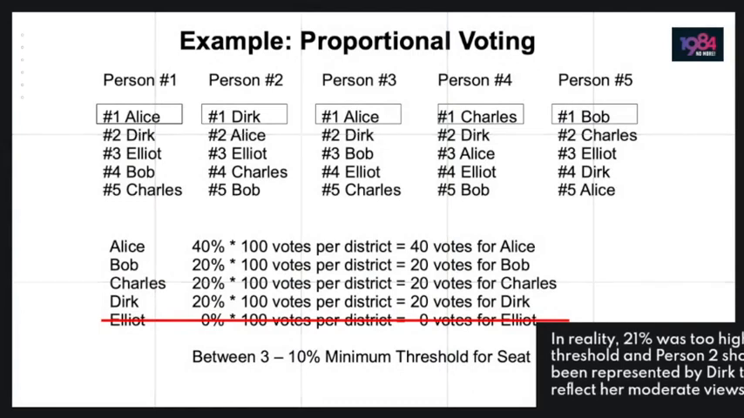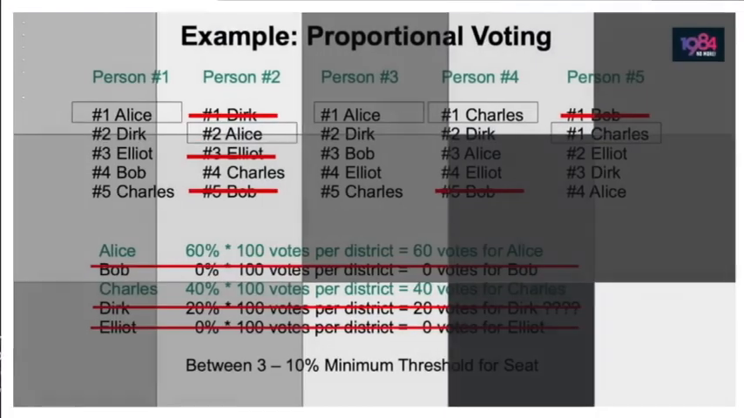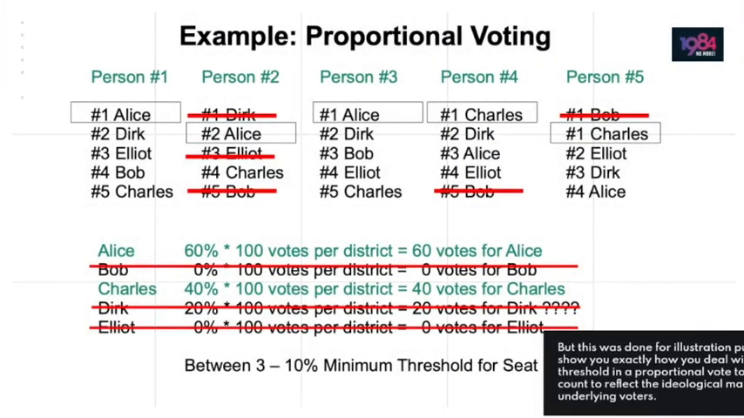In reality, 21% was too high of a threshold and person 2 should have been represented by Dirk to better reflect our moderate views. But this was done for illustration purposes to show you exactly how you deal with the threshold in a proportional vote to best get the count to reflect the ideological makeup of the underlying voters.